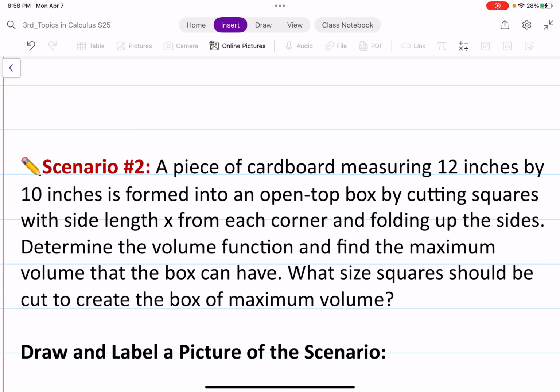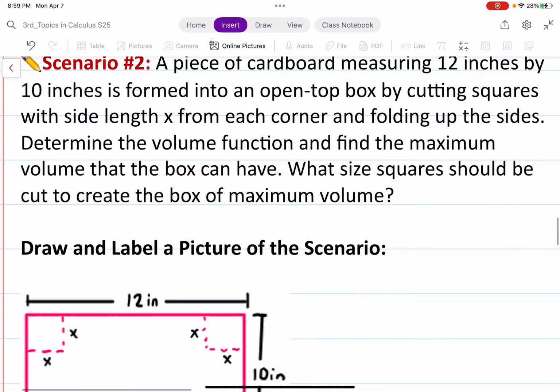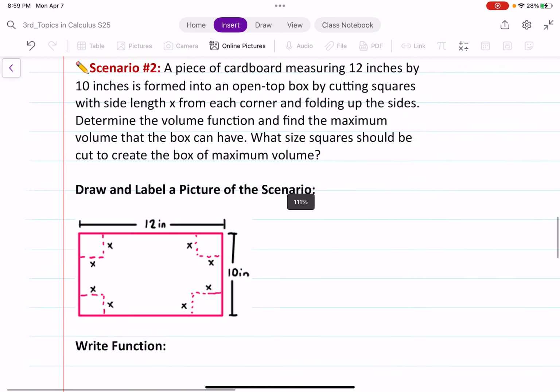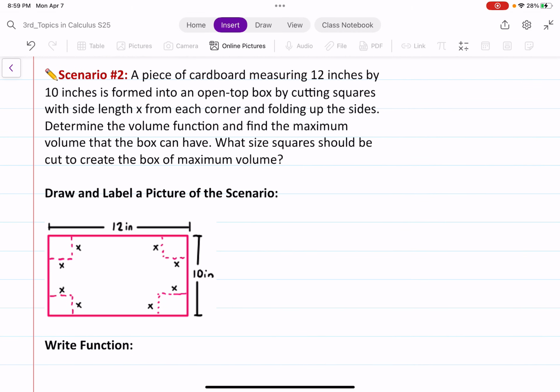All right, for our second example, we have a piece of cardboard that is 12 by 10 inches, and we're cutting out squares with side lengths x from each of the corners, okay? We want to determine the volume formula and find the max volume, and we want to know what size those squares would be. Okay, so if we draw the picture that represents this scenario, we have one here, okay?